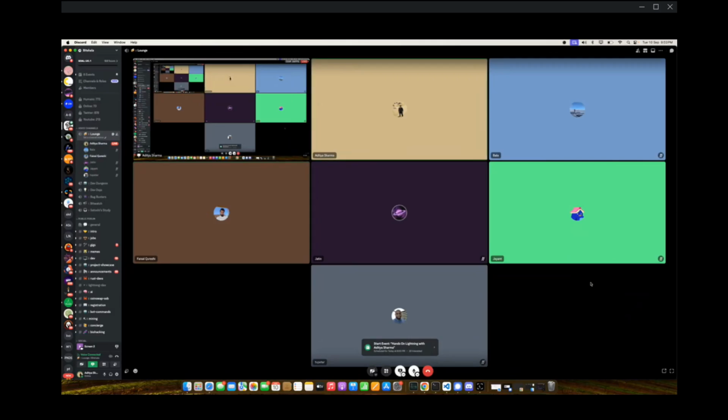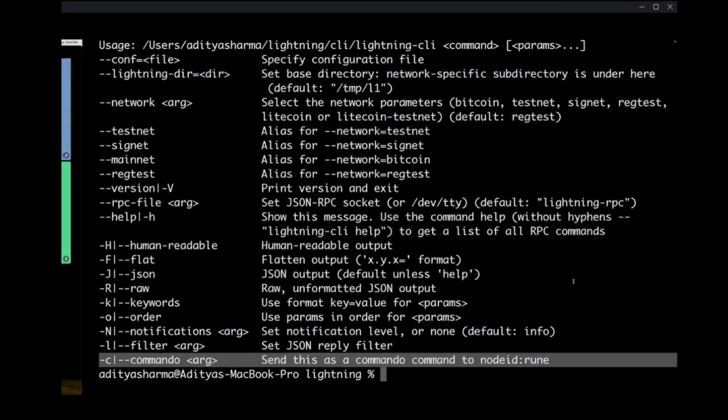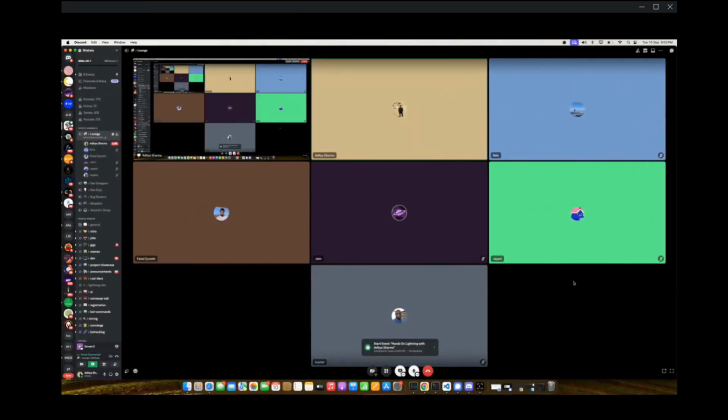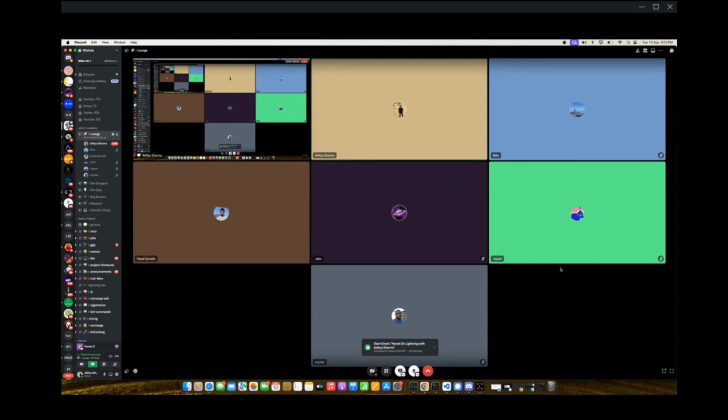And LND still does not support BOLT 12 offers, right? No, I don't think so. CLN is, in general, the first one to do any of the cool stuff that is proposed in the ecosystem. Others are late bloomers, but yeah, that's how it works.